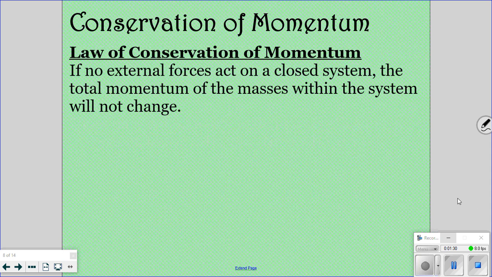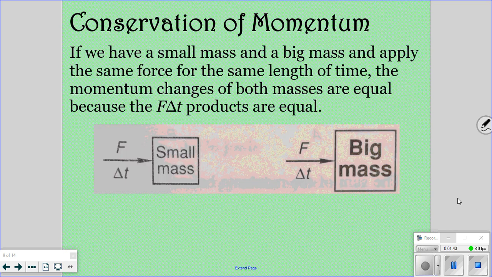So the law of conservation of momentum says if no external forces act on a closed system, the total momentum of the masses within the system will not change. So if we have a small mass and a big mass and apply the same force for the same length of time, the momentum changes of both masses have to be equal because the F delta t products are going to be equal. So small mass, big mass, same force for the same length of time, the momentum changes are equal.